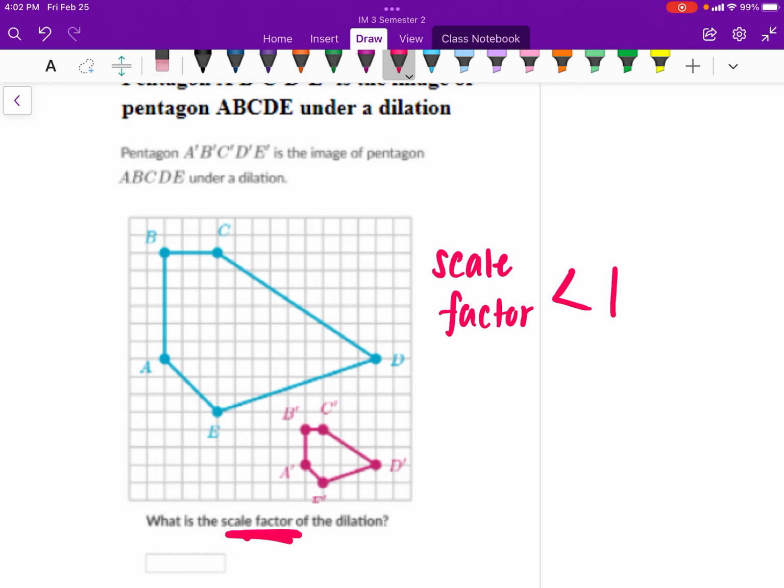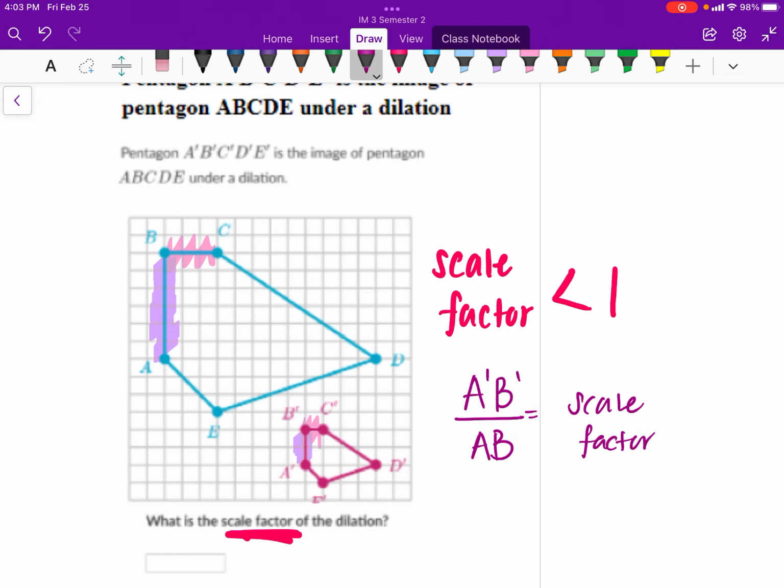In order for us to find the scale factor, we're going to use the segments that are straight lines. What I mean by straight lines is that it's either running horizontally or vertically. So we actually have 2 of them. AB runs vertically, and BC runs horizontally. I could use any of those 2. Let's say I use AB and A prime B prime. So I have A prime B prime over AB, and that's going to equal our scale factor.